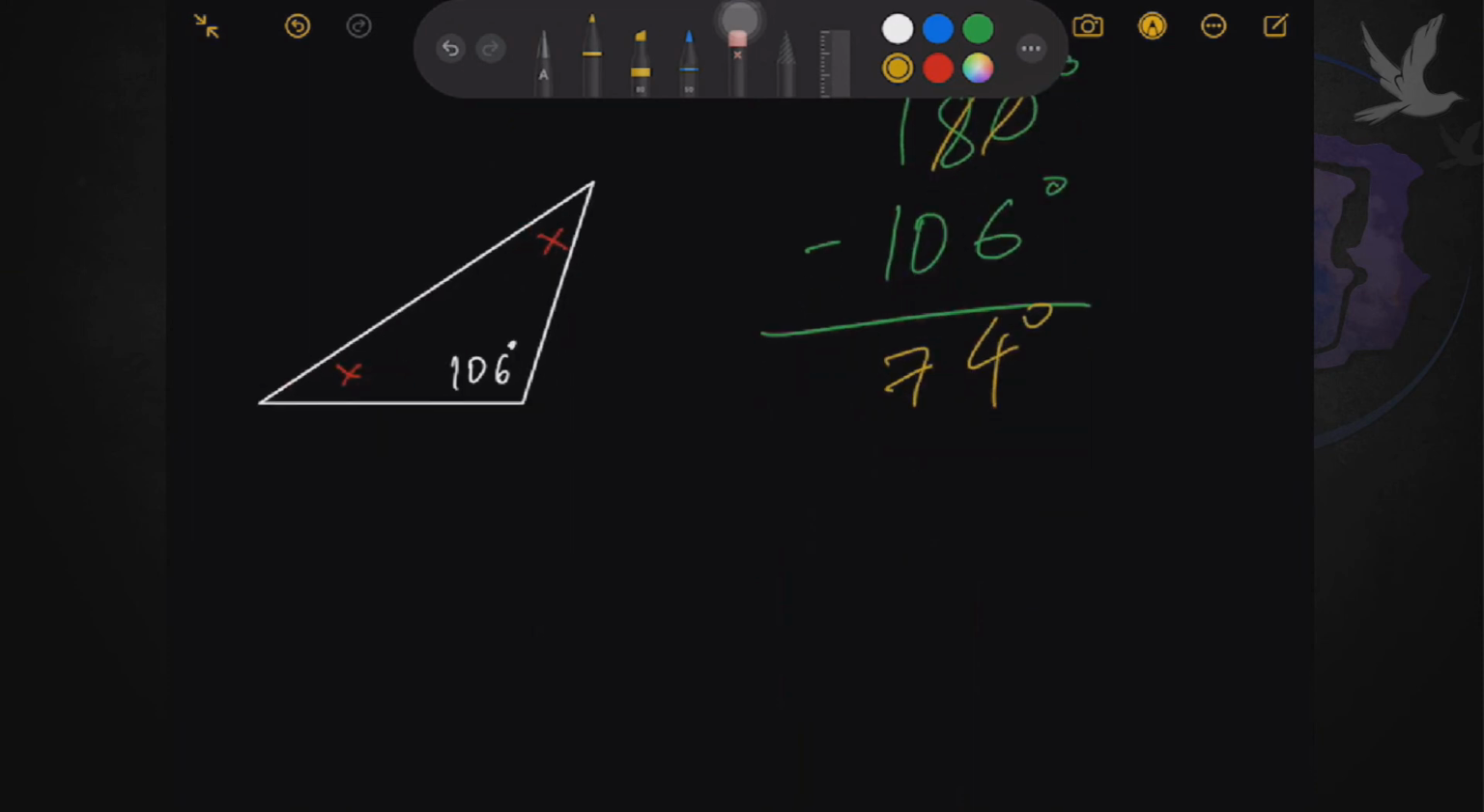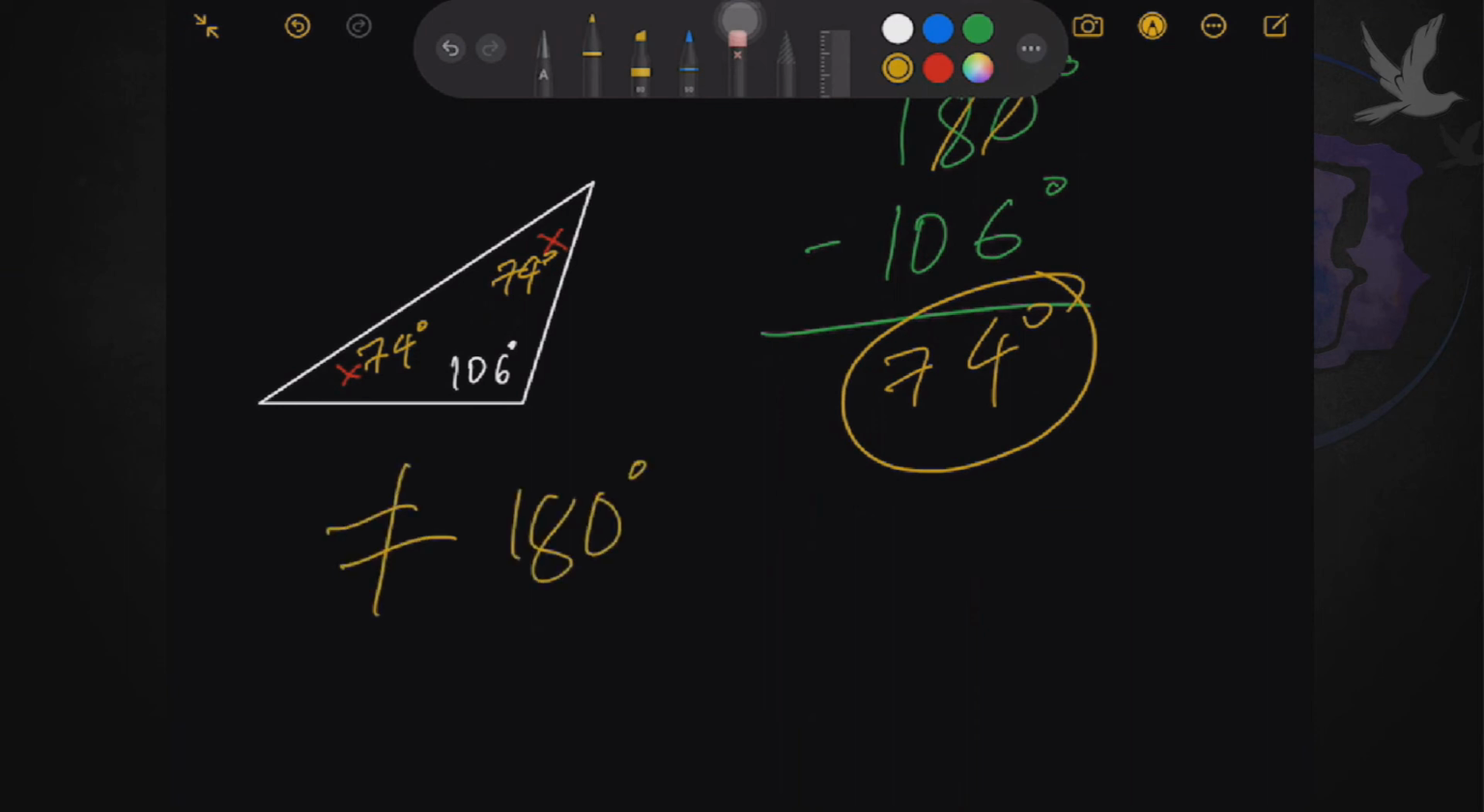Now, 74, teacher Mark, ibig sabihin ba this is 74 and this is also 74? No, because if you're going to add all those three angles, that will not be equivalent to 180 degrees anymore. Try nyo i-add 74 plus 74 plus 106. Hindi na yan siya magiging 180. So, teacher Mark, ano ang gagawin natin dito ngayon? Okay.